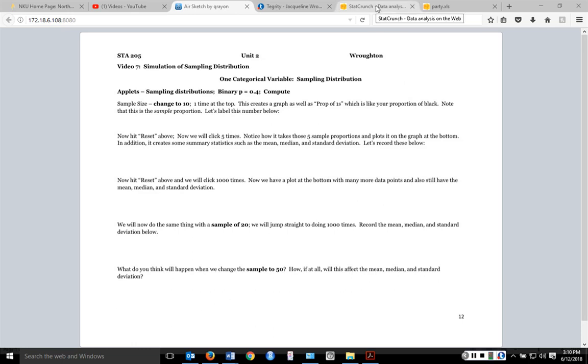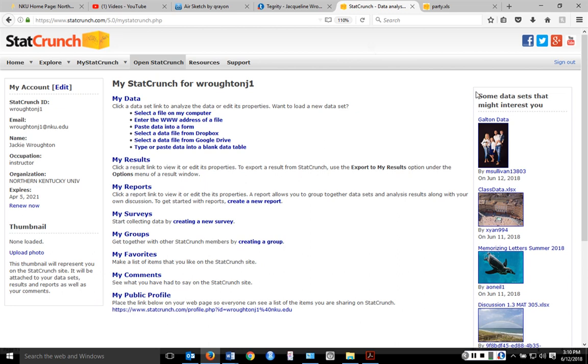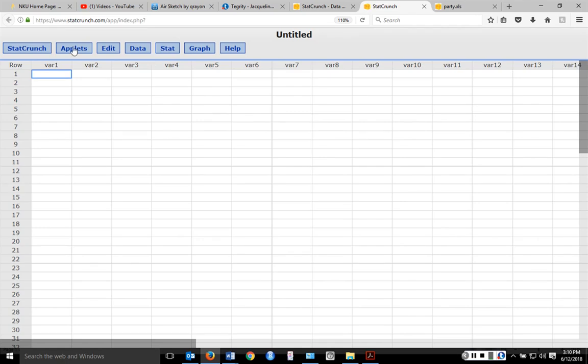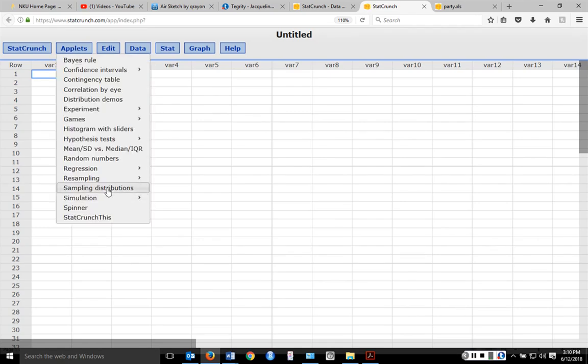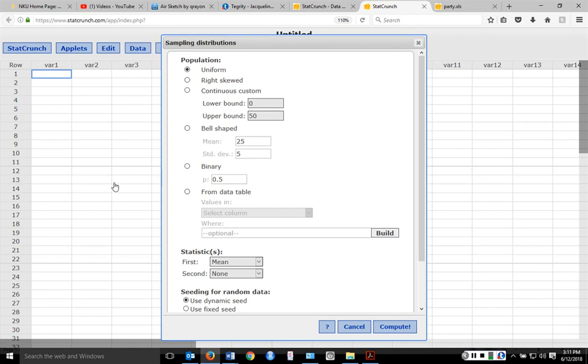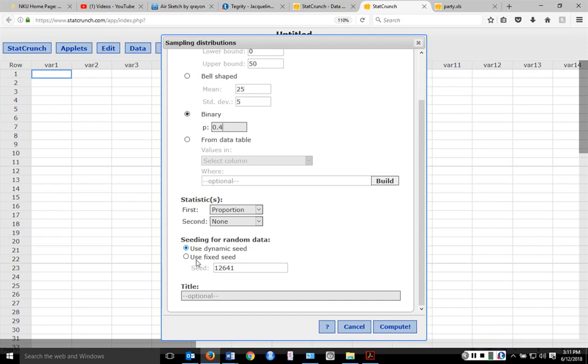If you want to follow along, or even do this later, we bring up our main StatCrunch area and click Open StatCrunch. I don't need any data set for this. Then we go to Applets, Sampling Distributions. These directions are also in the notes. I'm going to click the binary option and change this to 0.4, meaning that I have 40% black beads. And so that you can get the same information as me, I'm going to use this fixed seed down here and put 1, 2, 3 as my seed. This will allow you to get the exact same results when you go through this, instead of getting different results than me.